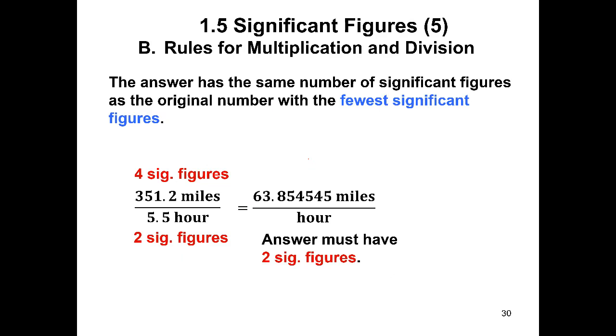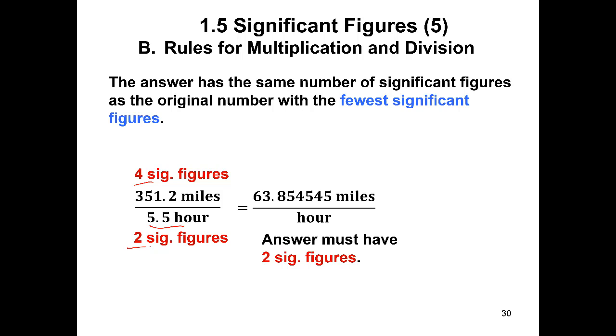If you have, you're going to look at what your measurement is, okay? You're not necessarily going to look at conversions. Conversions, you're just going to assume that they have an infinite number. So 12 inches equals 1 foot. You don't worry about how many significant figures those have because they're a definition, okay? 351.2 miles has 4 significant figures, and 5.5 hours has 2 significant figures.